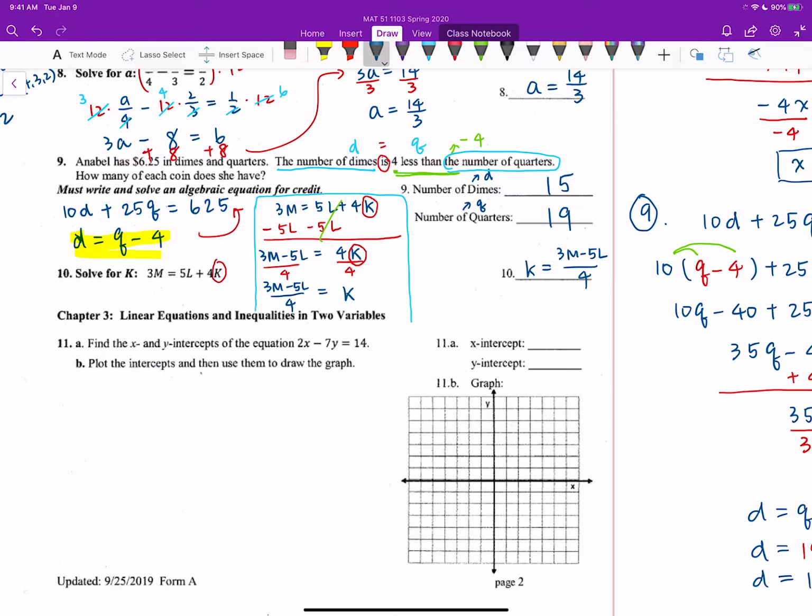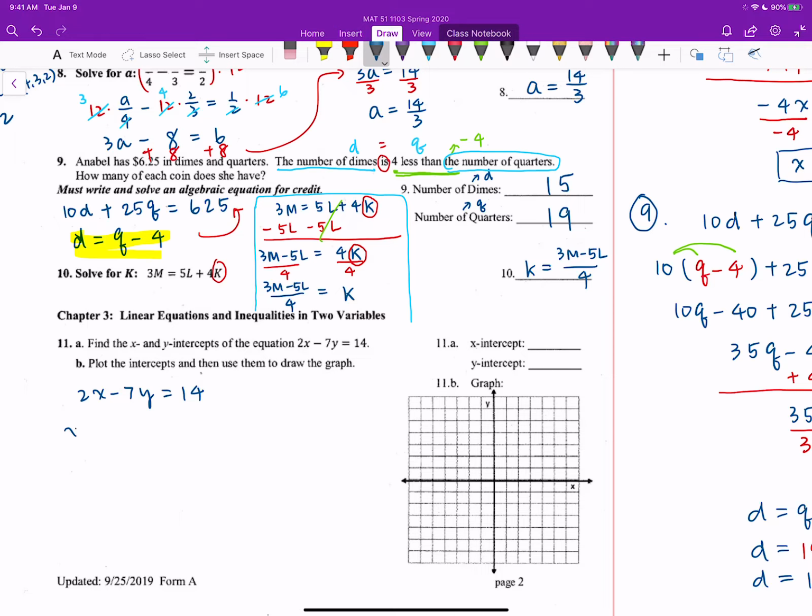Number 11. Study number 11, we're dealing with chapter 3 on linear equations and inequalities in two variables. Part A, find the x and y-intercepts of the equation 2x minus 7y equals 14. So in class, we talk about how to deal with this kind of equation and find out x and y-intercepts. X-intercept is where the line crosses the x-axis. Y-intercept is where the line crosses the y-axis.